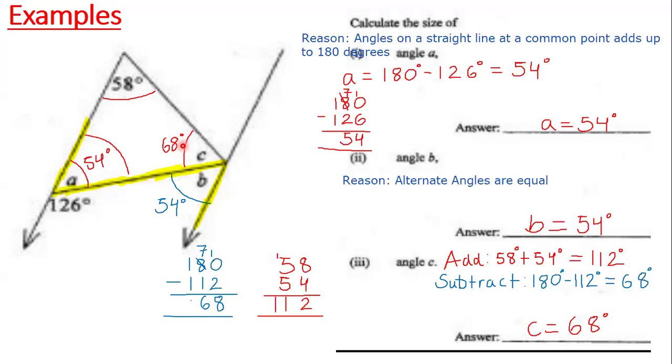But in this case, all we used was angles on a straight line at a point. We used alternate angles, and we used the fact that angles in a triangle add up to 180 degrees.